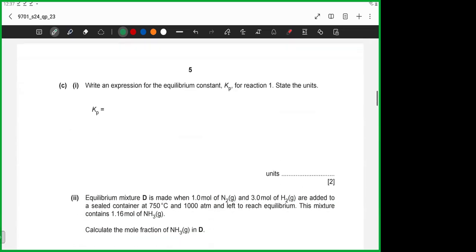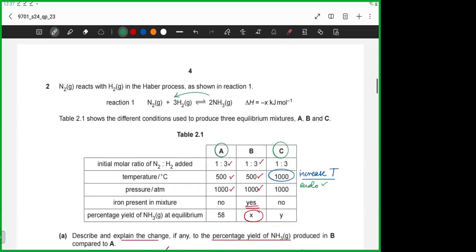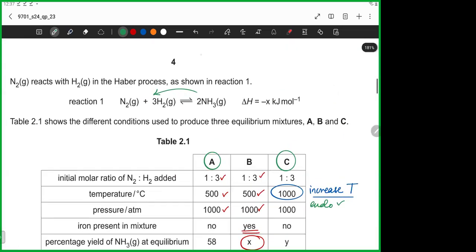Write an expression for the equilibrium constant Kp. What's the expression for Kp over here? The expression for Kp is products over reactants. It'll be the partial pressure of NH3 to the power 2, over the partial pressure of N2 to the power 1 and then the partial pressure of H2 to the power of 3.